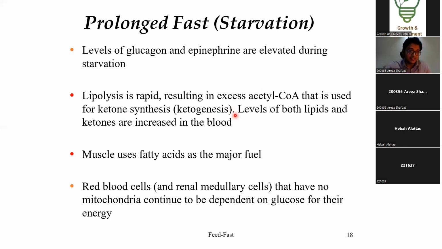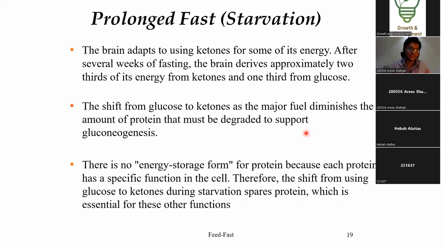But let me ask you a question. Can the liver use ketone bodies? So liver is synthesizing ketone bodies, but it can't use ketone bodies. Why not? The liver can't use ketone bodies because it lacks an enzyme called thiophorase. Thiophorase is an enzyme which allows you to utilize ketone bodies. The liver doesn't have this enzyme. So the liver cannot use ketone bodies. Now, as I told you, this sentence is important: the red blood cells have no mitochondria, so they continue to be dependent on glucose for their energy. I hope that all of this now makes sense.